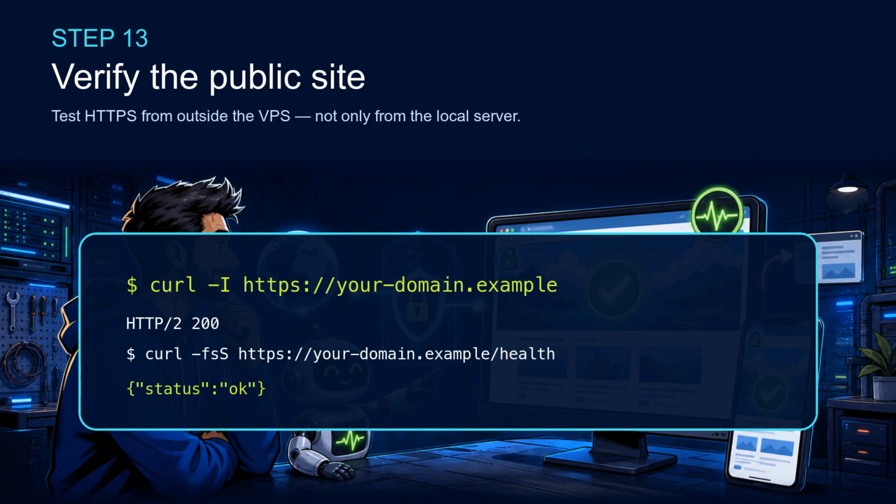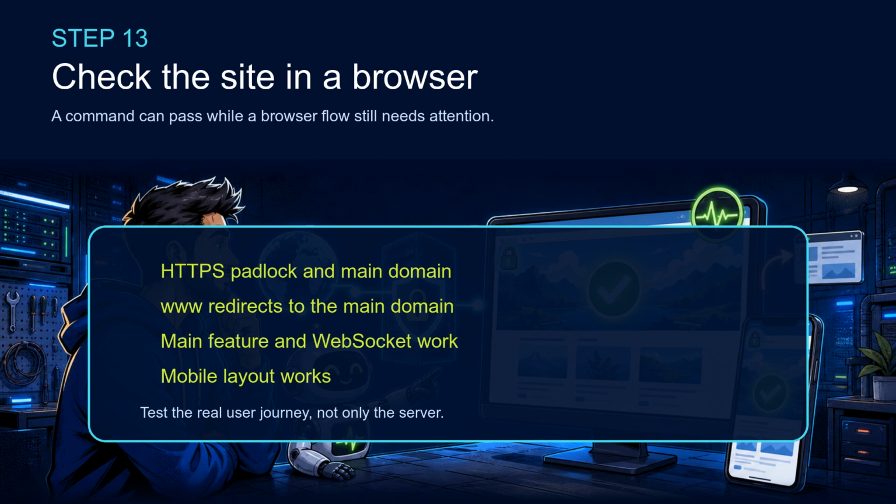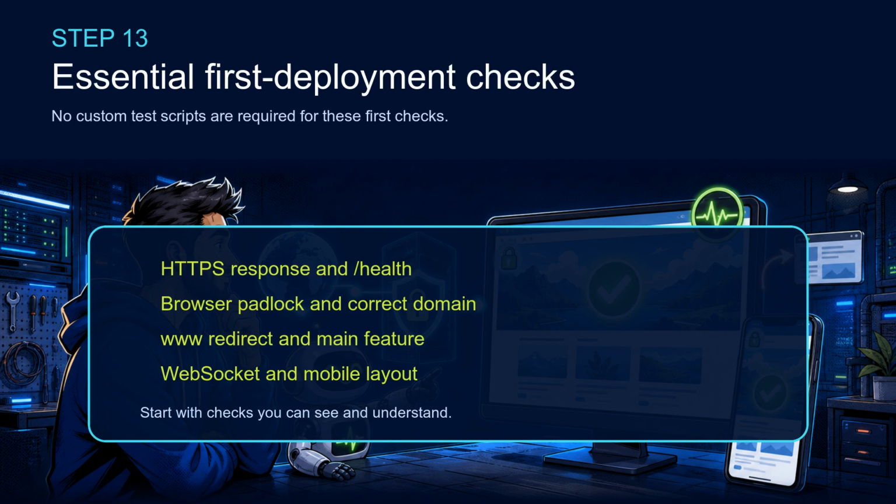Now verify the public site from your own computer or from the VPS. Use curl with HTTPS to inspect the response headers, then call the health endpoint. Both checks should succeed over the public domain. Open the site in a browser too. Check the padlock, the main domain, the www redirect, the map or main feature, WebSocket behavior, and the mobile layout. These are the essential checks for a first deployment.